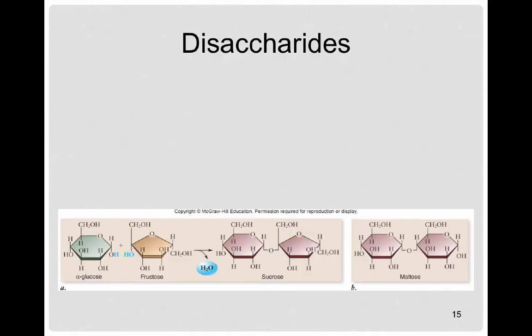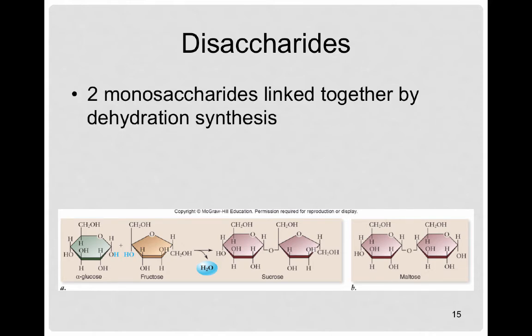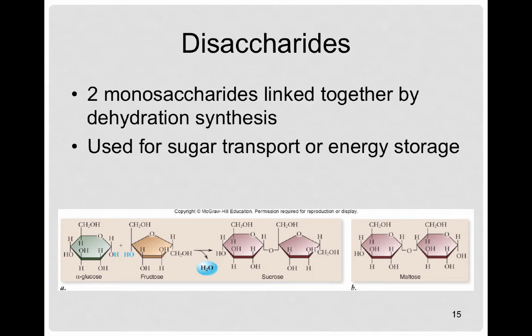So what happens when you take two monosaccharides and remove a water molecule through dehydration synthesis? You get a disaccharide. So down below, it's showing you the process where water is removed, and that creates a bond between an alpha glucose and a fructose, creating sucrose.